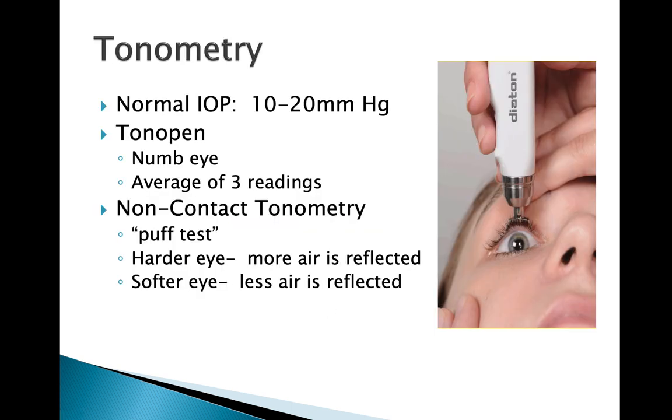Tonometry. So on a tonometry, you're trying to measure intraocular pressure. There are a couple of different ways to measure intraocular pressure. There is one which is called a Tono-Pen. With the Tono-Pen, you have to numb the eye, and then you touch the eye, and you take the average of three readings.